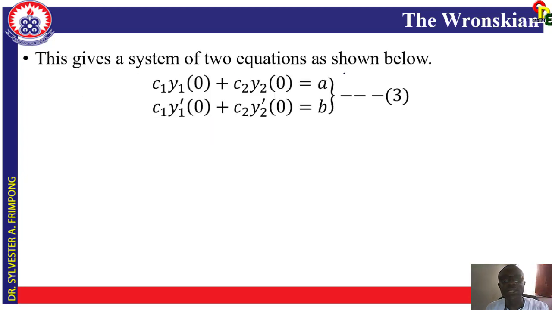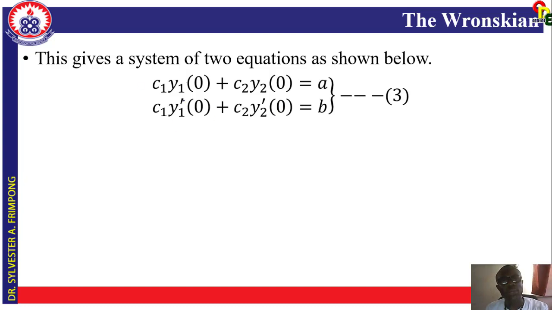Now, this gives a system of two equations: C1 y1 of 0 plus C2 y2 of 0 equals A, and C1 y1 prime of 0 plus C2 y2 prime of 0 equals B. This is because the second condition is a derivative. That's why we have the y prime here.